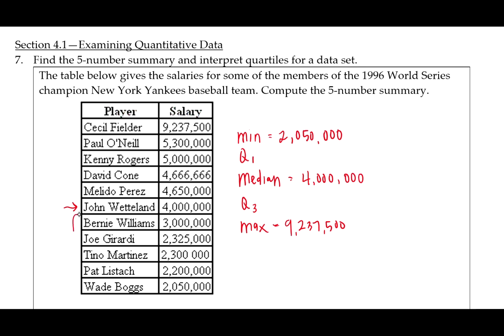Now, this lower numbered half, if we find the median of those 5 numbers, then we will have Q1. And of those 5 numbers, the middle value is Tino Martinez's salary, which is 2,300,000. And if we find the median of the upper numbered half, which is this value for Kenny Rogers, at 5 million, that is our Q3.